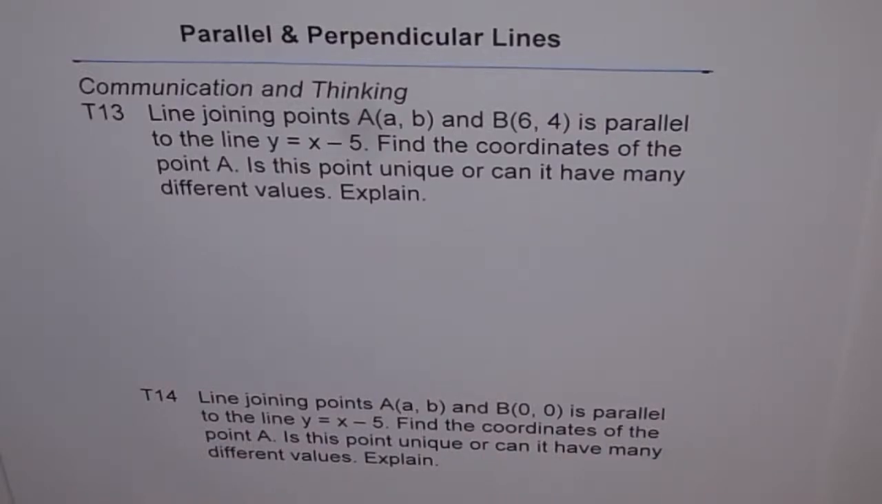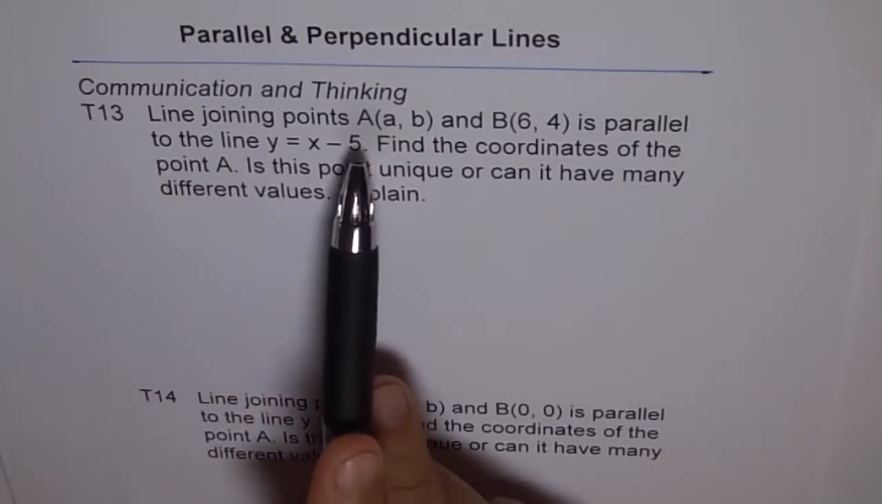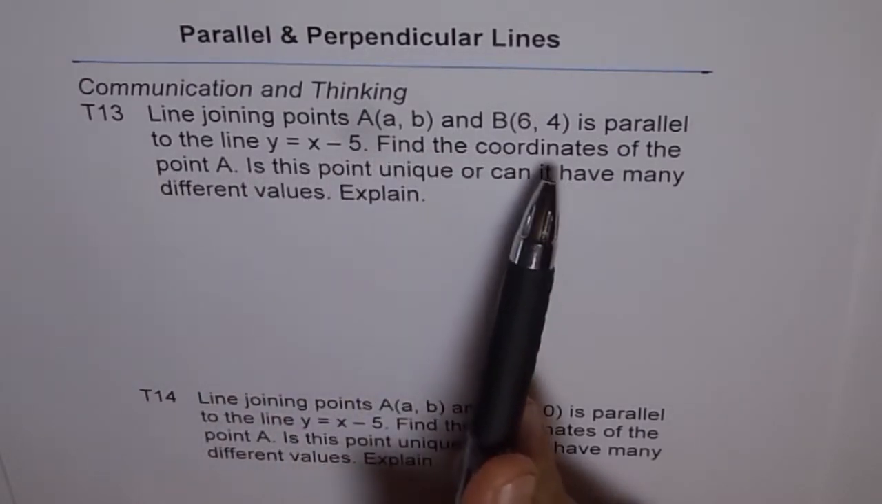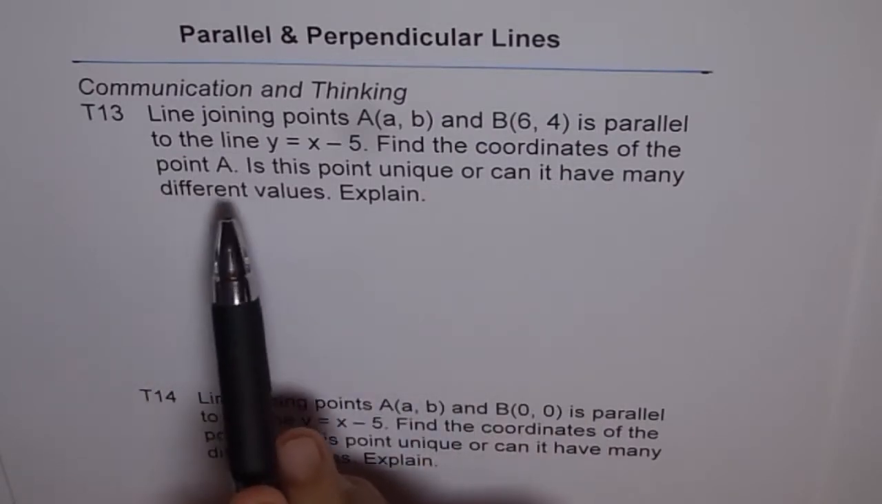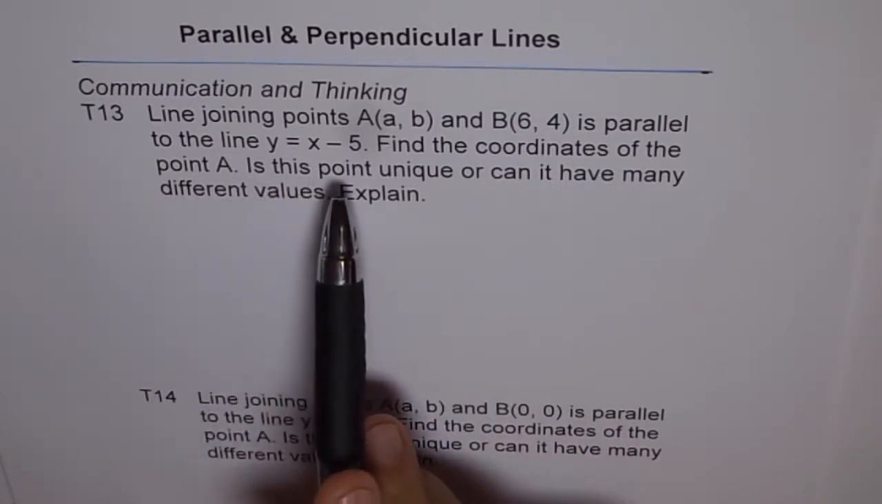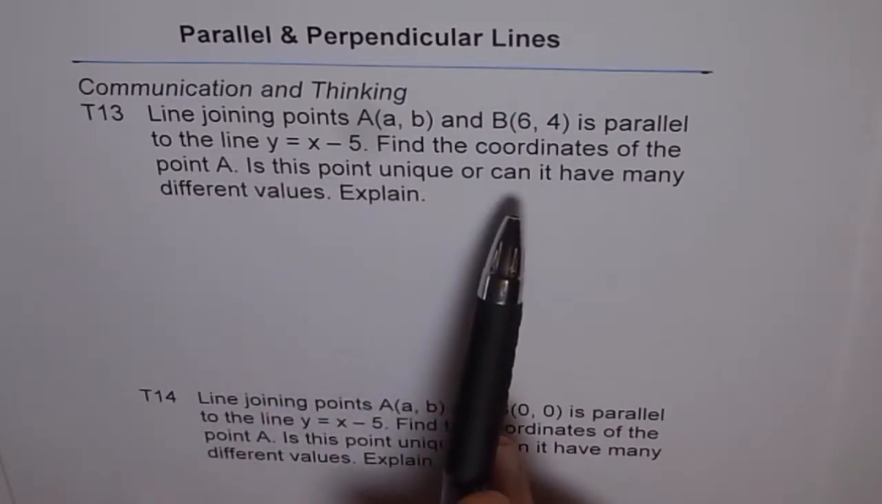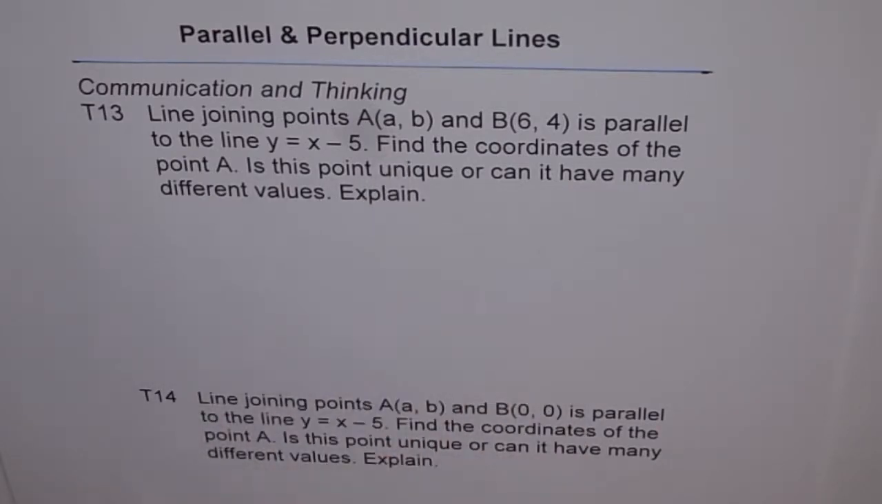Parallel and perpendicular lines, T13, is a communication and thinking problem. The line joining points A and B (6, 4) is parallel to the line y equals x minus 5. Find the coordinates of the point A. Is this point unique or can it have many different values? Explain. And question number T14 is for you to solve.